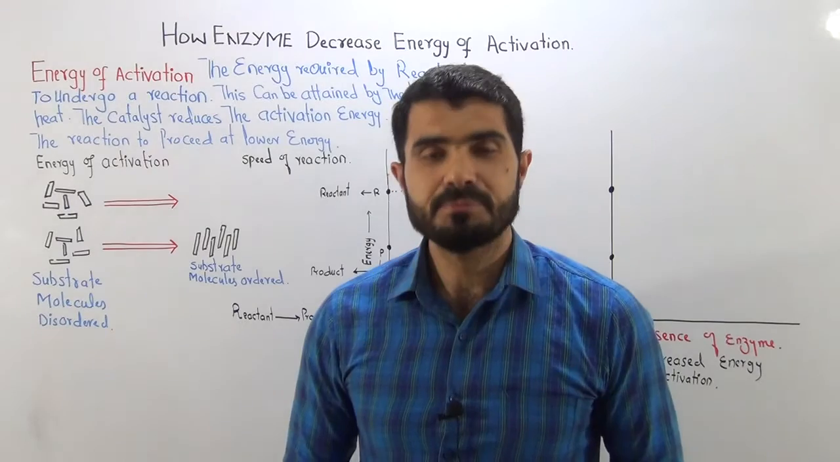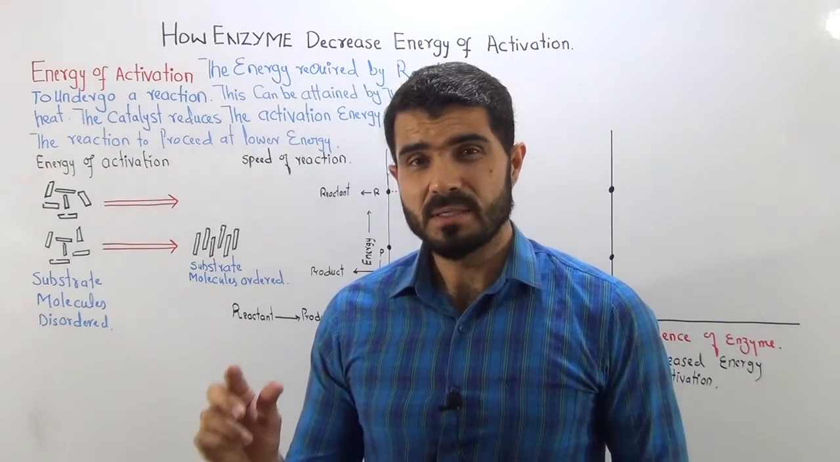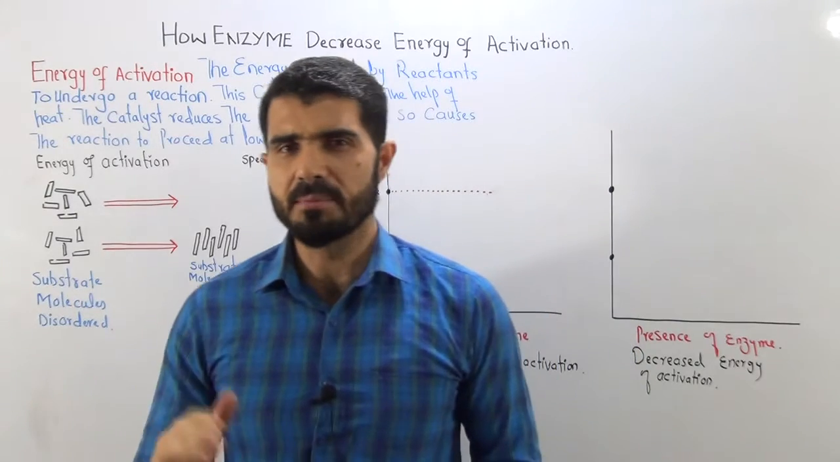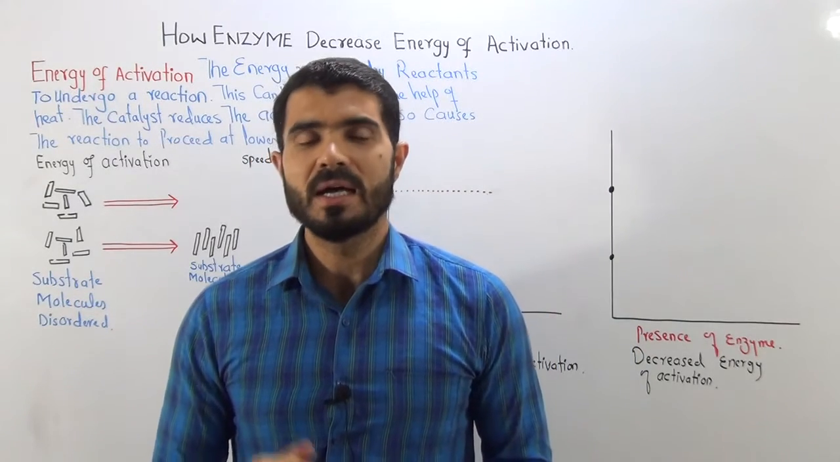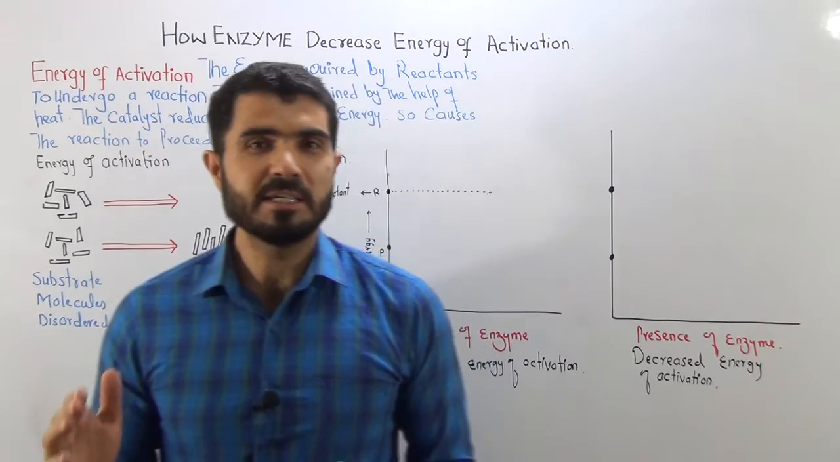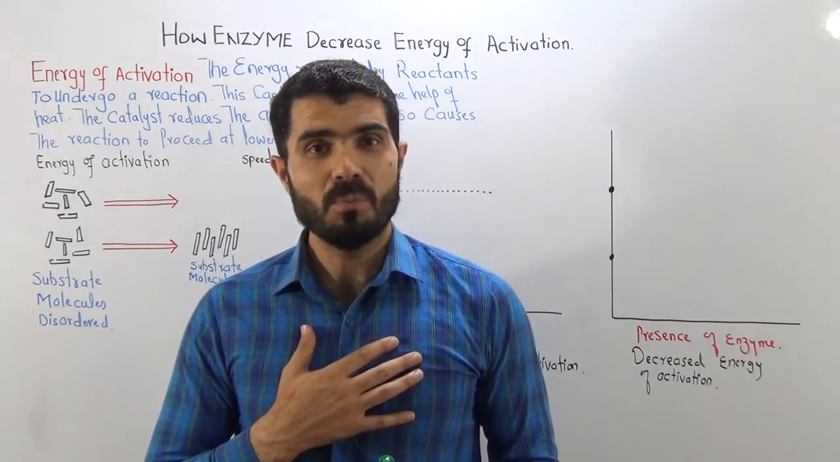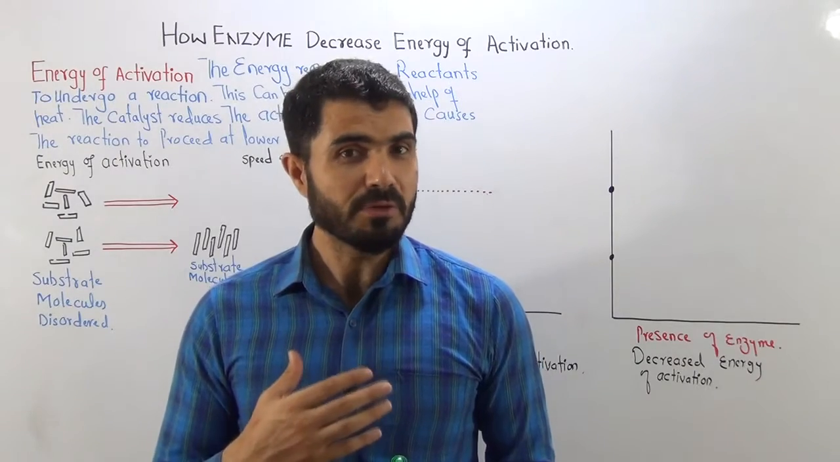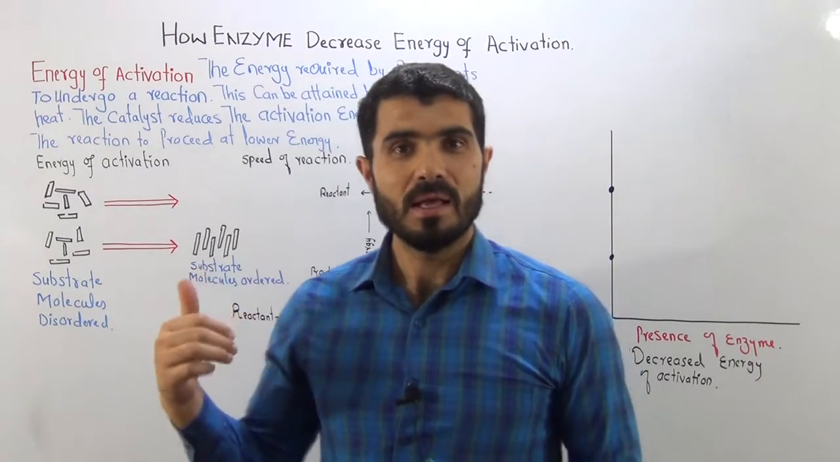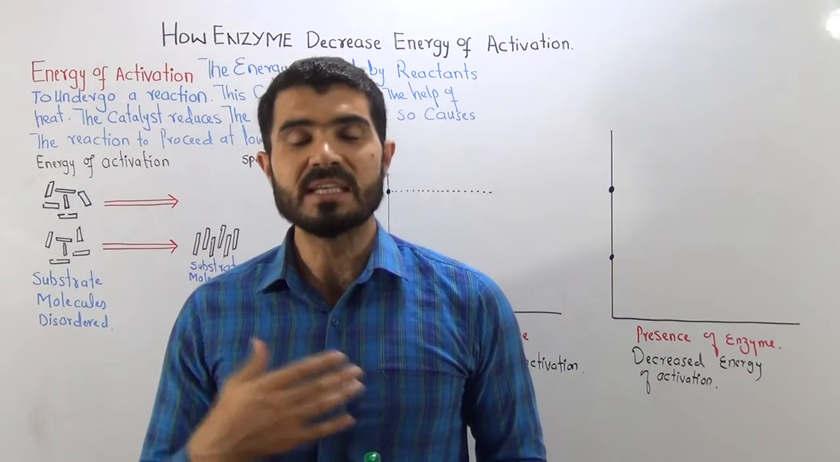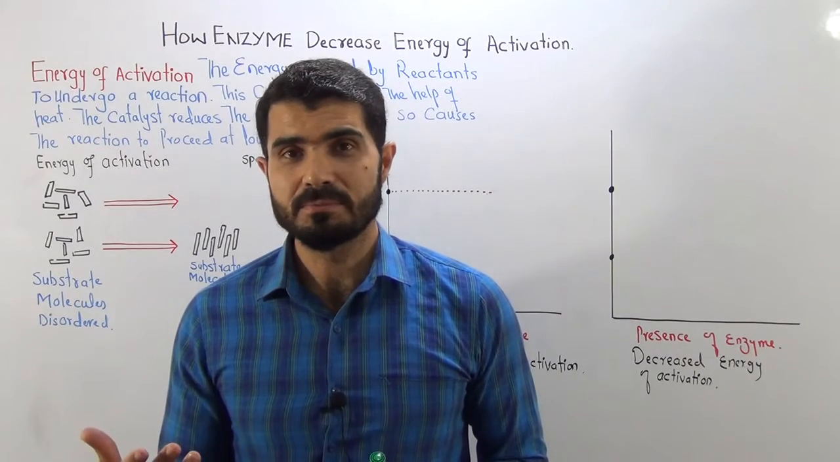Today's topic is how an enzyme decreases the energy of activation, or how an enzyme speeds up a chemical reaction. You know, a lot of chemical reactions are taking place inside a living cell, inside our body. But do you know what would happen if enzymes were not there? The chemical reactions inside our body would proceed in months or even in years.